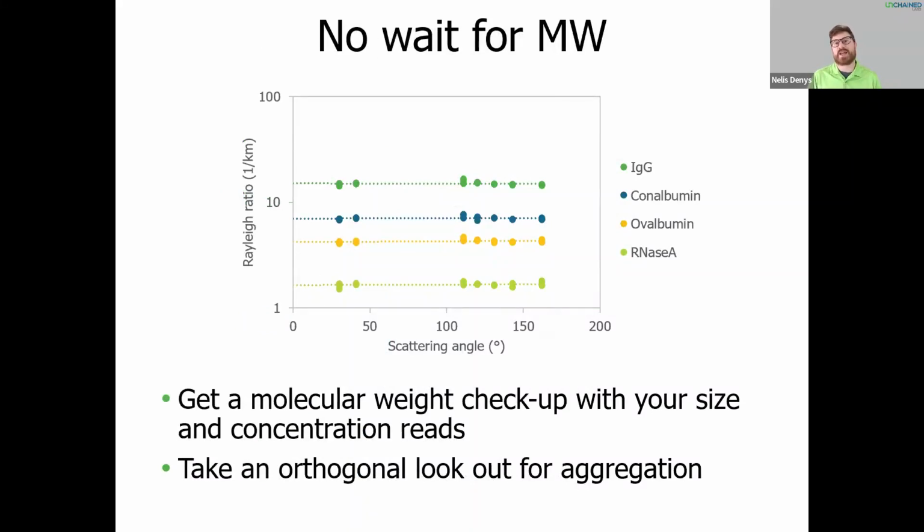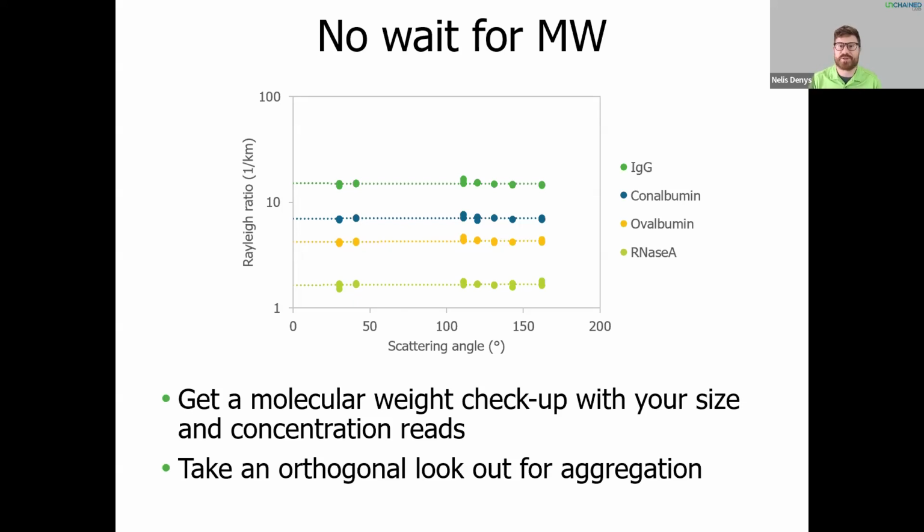And with our rotating angle light scattering, we also get static light scattering results at each of those angles. So an overall normalized intensity for each angle. That normalized intensity is called a Rayleigh ratio. This will give us a quick molecular weight output along with size and concentration to know as much as possible of your protein all at once. But also this static light scattering will give you an orthogonal check for aggregation.